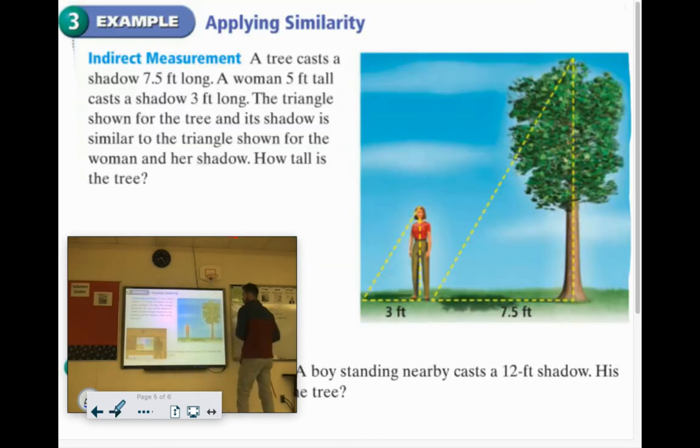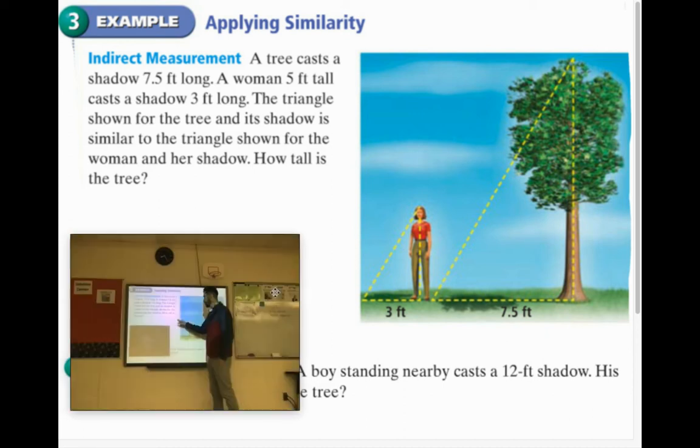These work great for word problems. A tree casts a shadow 7.5 feet long. A woman 5 feet tall casts a shadow 3 feet long. The triangle shown for the tree and its shadow is similar to the triangle for the woman and her shadow. How tall is the tree?